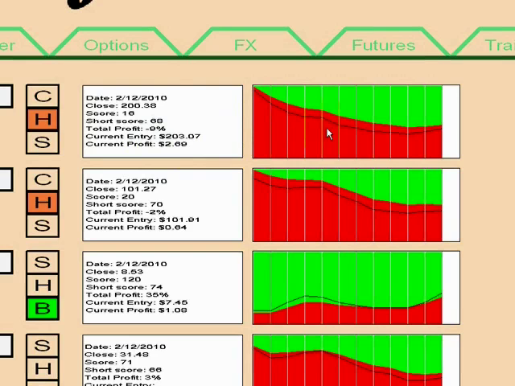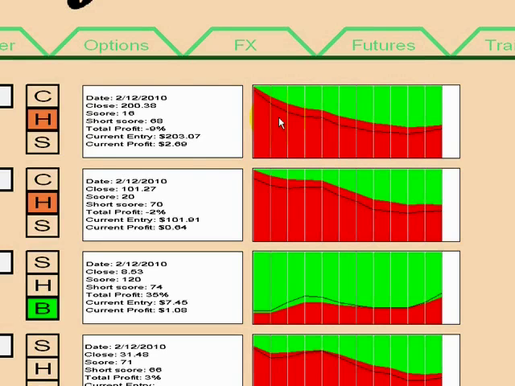We support 2 types of graphs. The red and green type graph with the trend line. When the red line crosses from the red into the green, it's a long entry. When it crosses from the green into the red, it's a short entry. We also support the 2-line red and green line type charts. They are user selectable in the setup.